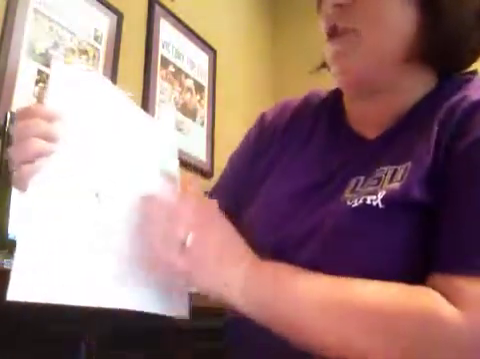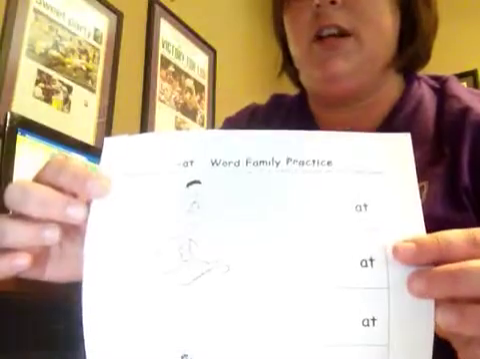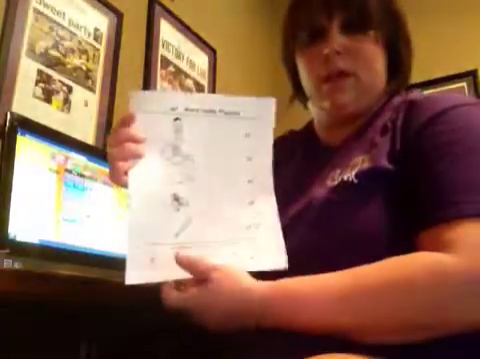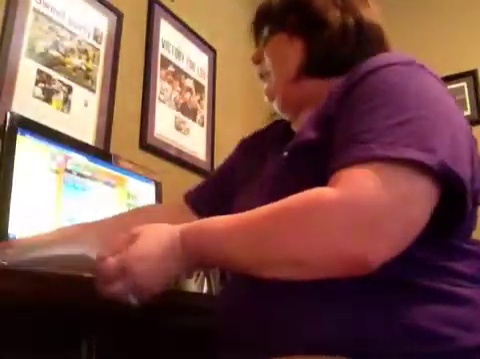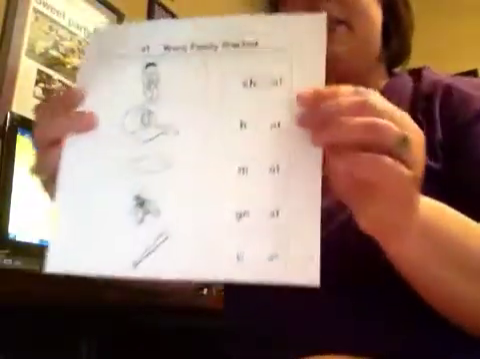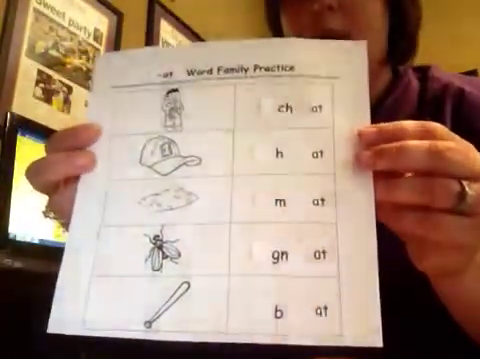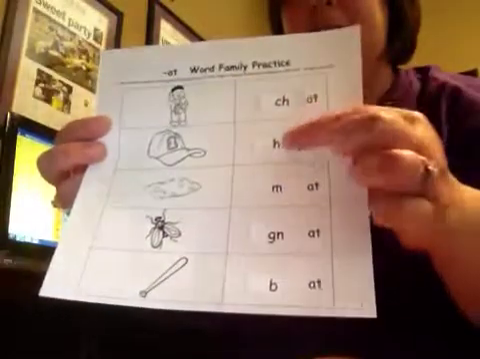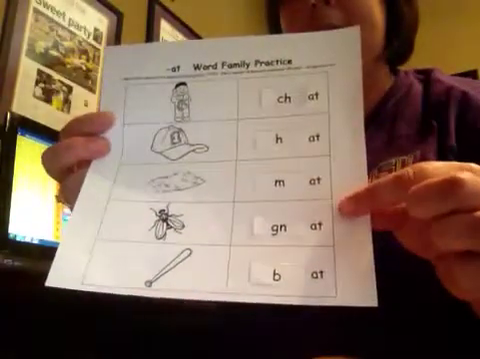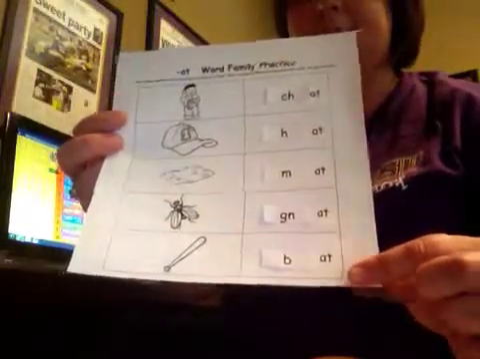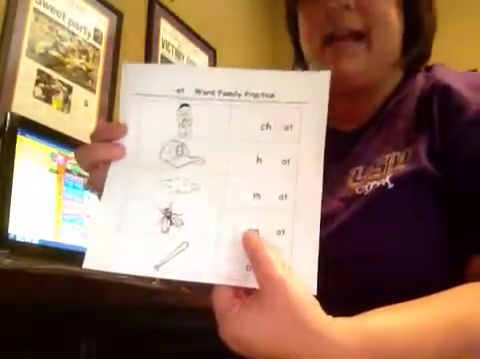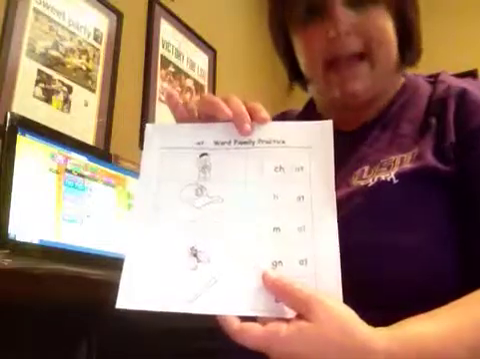Now, we might have to show the students the top picture because it looks like it is somebody talking on the phone, and I would describe the word chat. So after the finished product, it would look like this, and they would have glued them on. Chat, hat, mat, gnat, and bat. And I would explain the G being silent in the word gnat.